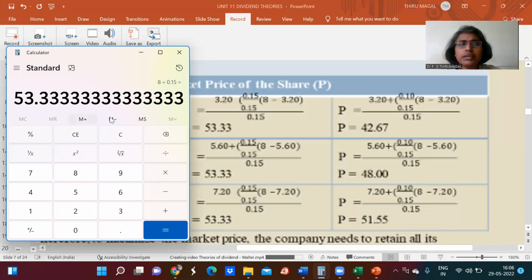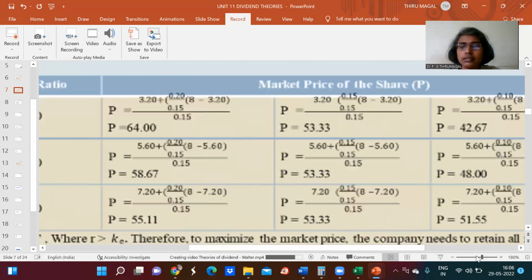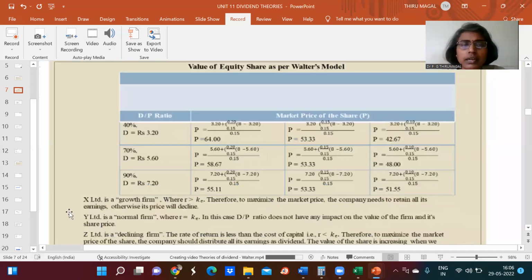The value is 53.33. So when dividend is 100%, the share price increased to 53.33%. So that is why the relevant theory is proved here. For X company, it's a growth firm. When R equal to K, therefore, to maximize the share price, the company needs to retain all its earnings. Otherwise, the price will decline.